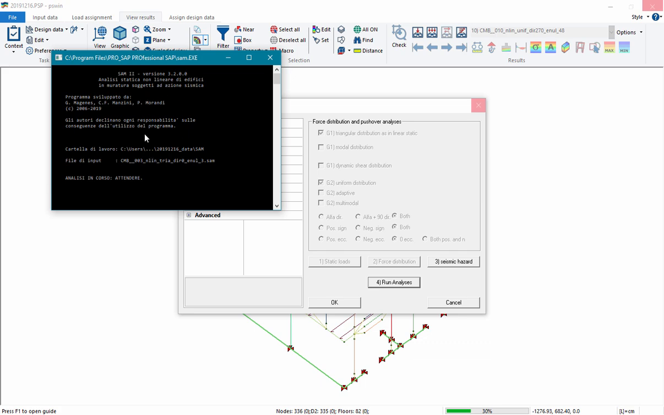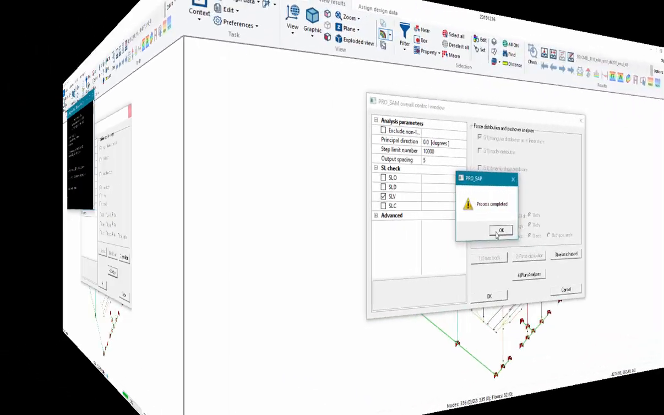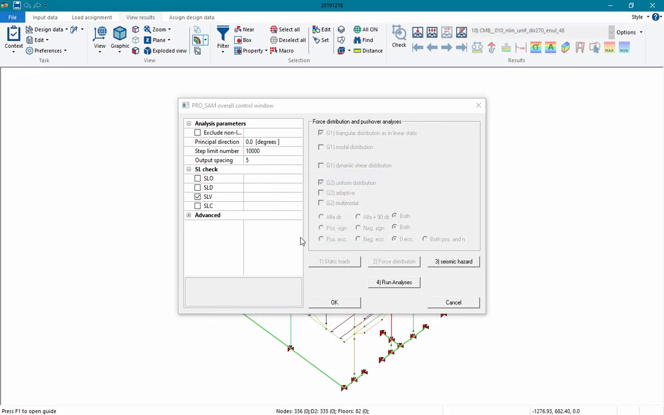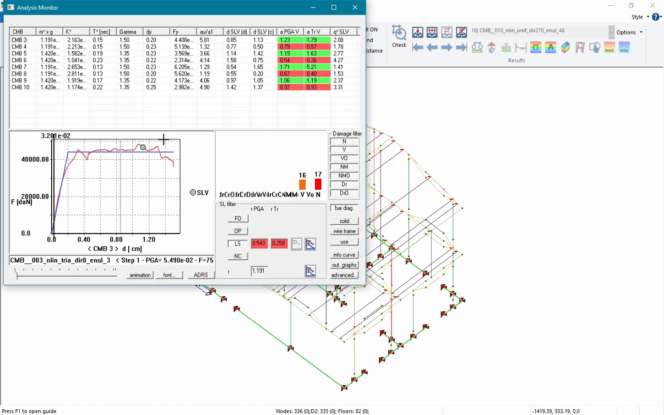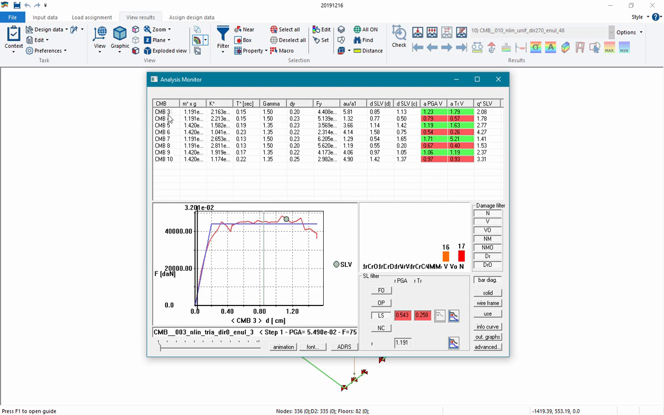The solver window automatically appears with the information about the load combination that is going to be analyzed. So we just have to wait for the results of the analysis. Once the analysis is completed, we can open the monitor with this command. In the monitor we can check the capacity curve and the equivalent bilinear.